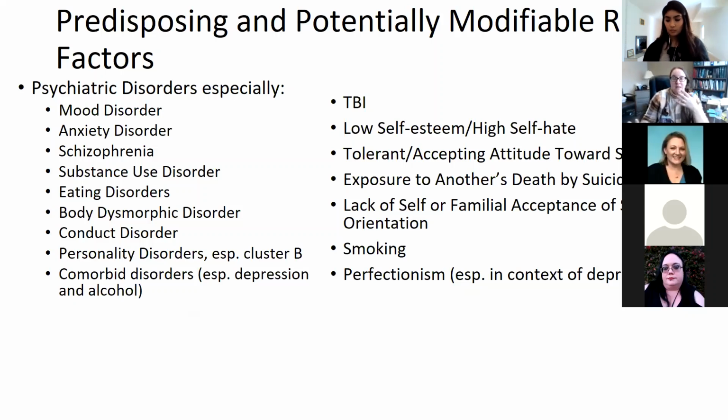This looks at sexual minorities, LGBTQ individuals have an increased risk of suicide. They've also found smoking to be a risk factor, and perfectionism. So especially perfectionism in the context of depression. Again, that feeling that they have to be perfect, but then there are symptoms of depression likely interfering with it.